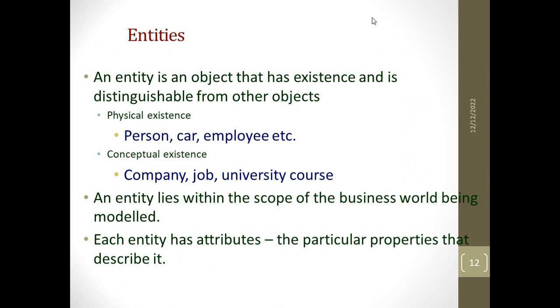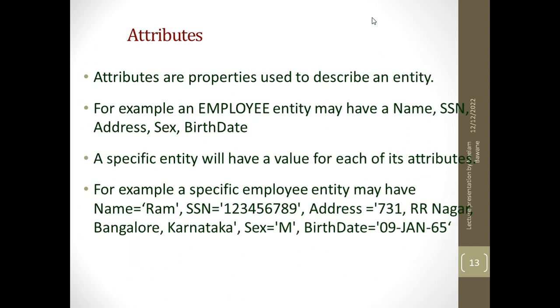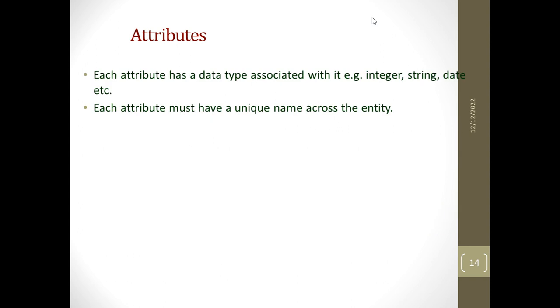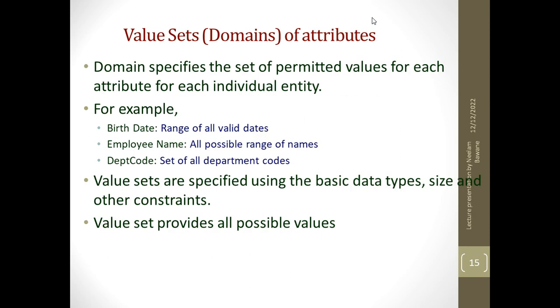An entity will have certain attributes. Attributes describe the entity. For example, an employee will have name, SSN, address, sex, birth date, and those attributes will have some values. The attributes will be of a particular type like integer, string, date, and whatever are the allowed values, those are called the domains of the attributes. So domain is nothing but the set of permitted values for the attribute.